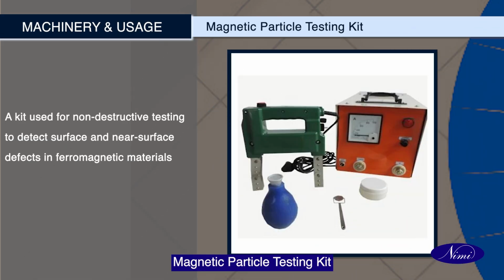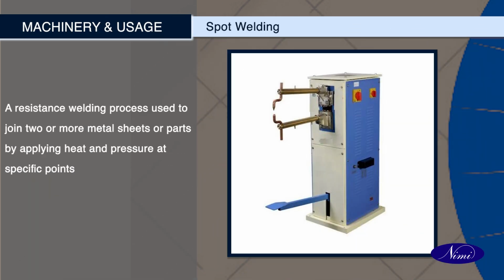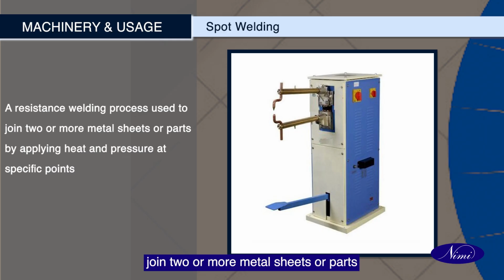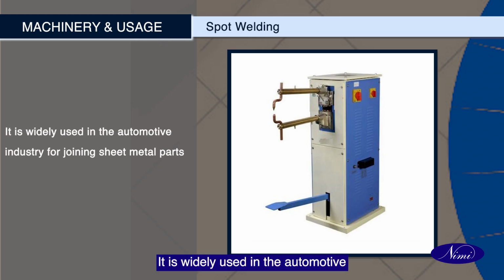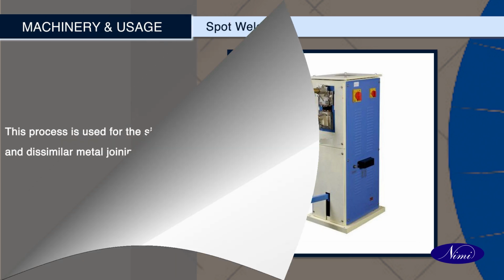Magnetic particle testing kit, a kit used for non-destructive testing to detect surface and near-surface defects in ferromagnetic materials. It utilizes magnetic fields and magnetic particles to identify flaws in components. Spot welding, a resistance welding process used to join two or more metal sheets or parts by applying heat and pressure at specific points. It is widely used in the automotive industry for joining sheet metal parts. This process is used for the similar and dissimilar metal joining.